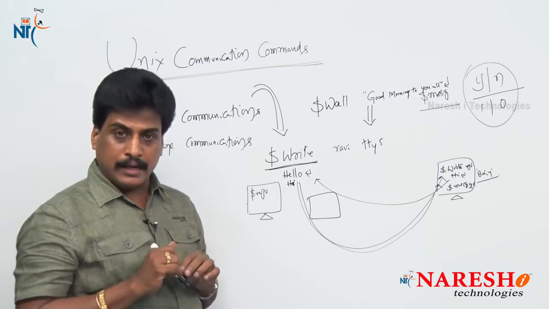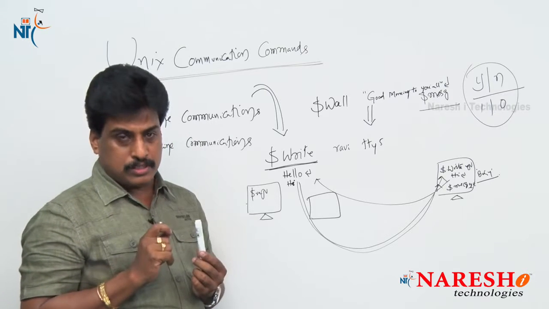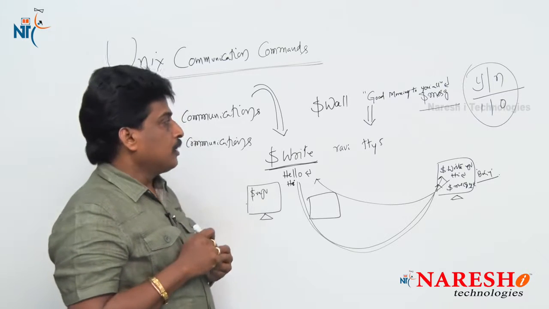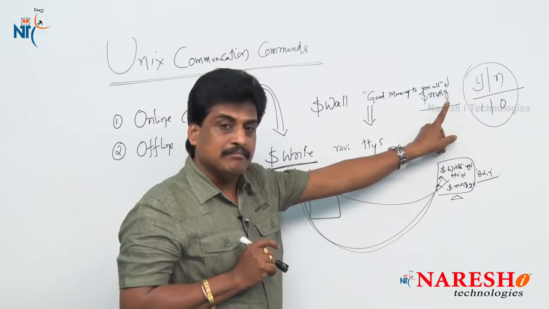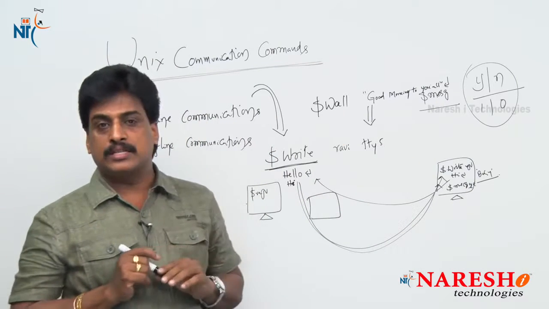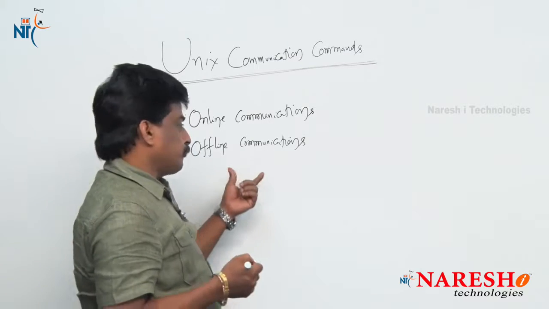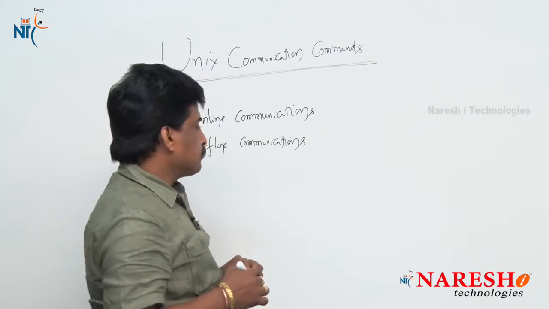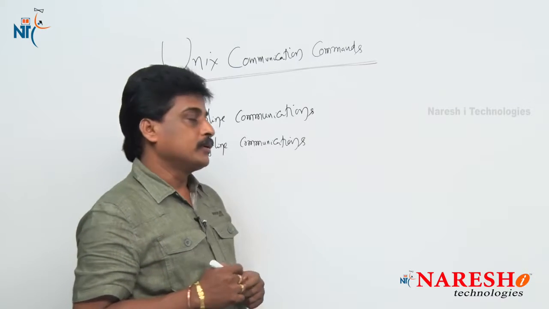Number one, the write command, to send messages to other users as well as to receive. Another command is mesg, which is nothing but message. The third command is wall. These three commands we are using in online communications. Offline communications, as I said, are popularly known as one-way communications.